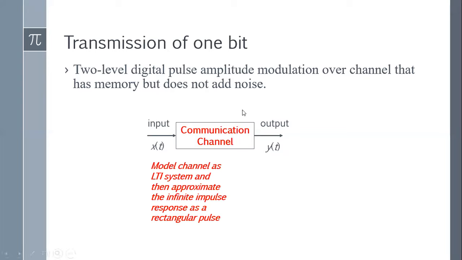We'll also assume that the impulse response of this channel is a pulse. Instead of an impulse, we'll assume it as a pulse. We will not assume that this LTI system generates an impulse, but it generates a pulse of width Th. So I am assuming this channel as an LTI system, and that the impulse response of this communication channel is not an impulse but a pulse of width Th and height 1. Clear so far?